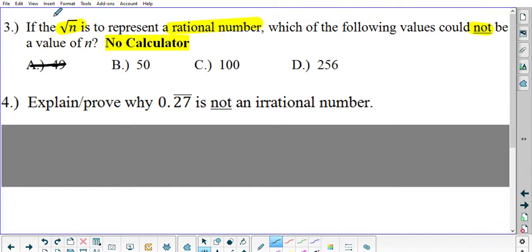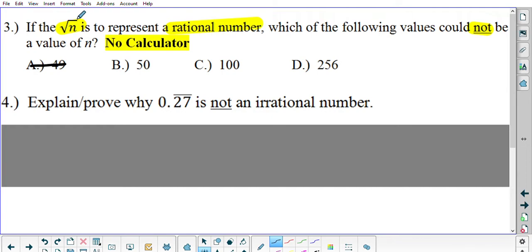Let's see. What about 50? The square root of 50. Ooh, that would not be a whole number, would it? Because the square root of 49 is 7. The square root of 50 would be something a little bit higher than 7. That would be a decimal that goes on forever and does not repeat. That would not be a rational number. So I think that's going to be the answer to this, because that would not be a possible value of n. But let me just real quick look at C.